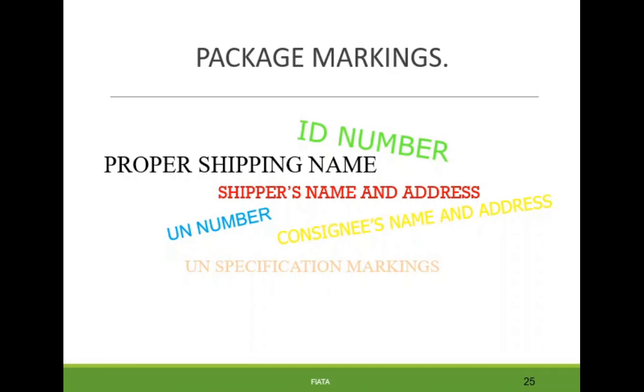United Nations identification number, there are 4-digit code, the proper shipping name, the shipper's name and the shipper's address, the consignee's name and the consignee's address, and then United Nations specification markings. These are what are indicated here on this slide. So this is what marking is about. Nothing should be left out.